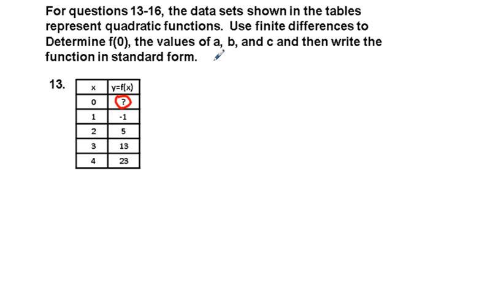value. Now, it says write the function in standard form. Well, what is standard form? It's going to be f of x equals ax squared plus bx plus c. Okay, so we need to find a, b, and c, and then we will have our function in standard form.